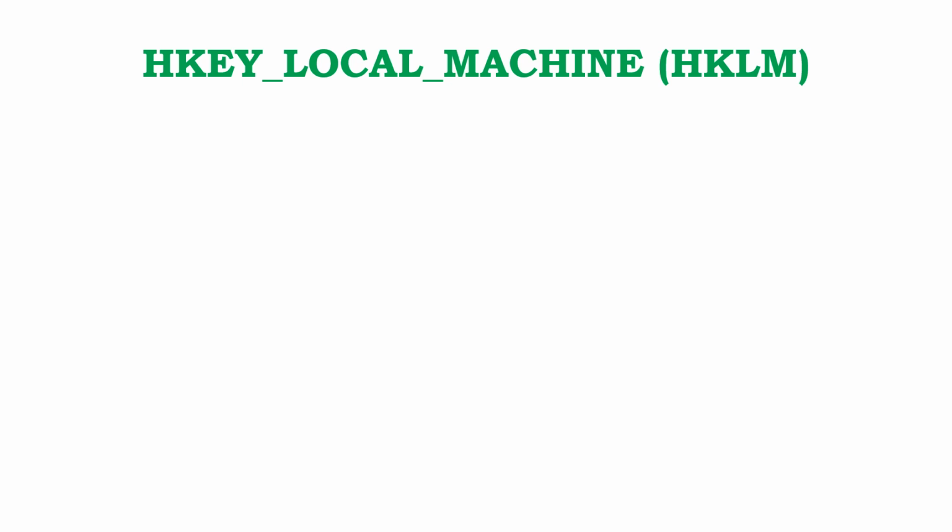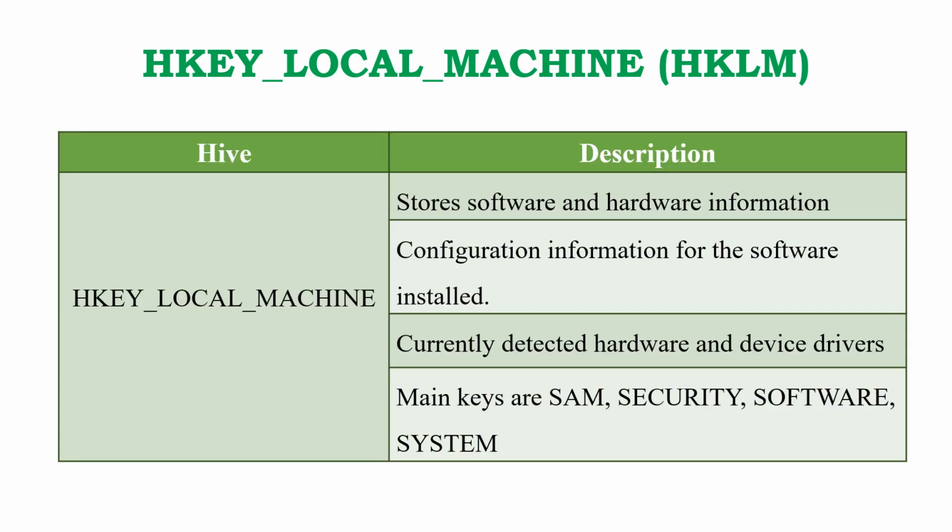So the next is local machine hive. It contains the configuration information for software and the hardware which are being installed on the system. Also, it contains the information about the currently detected hardware and device drivers. So the main subkeys in this hive are SAM, that is Security Account Manager, Security, Software, and System. We'll see these main keys.